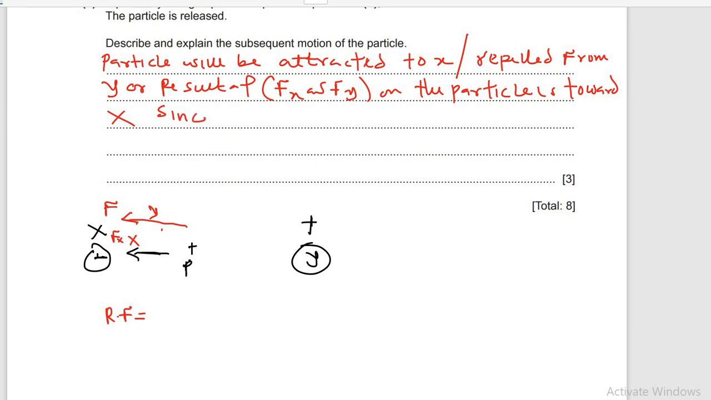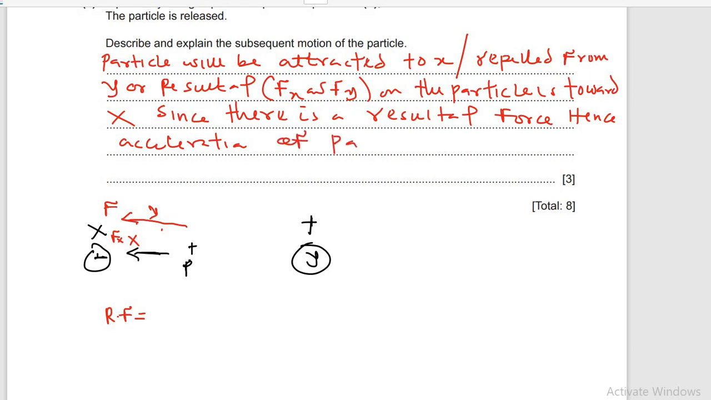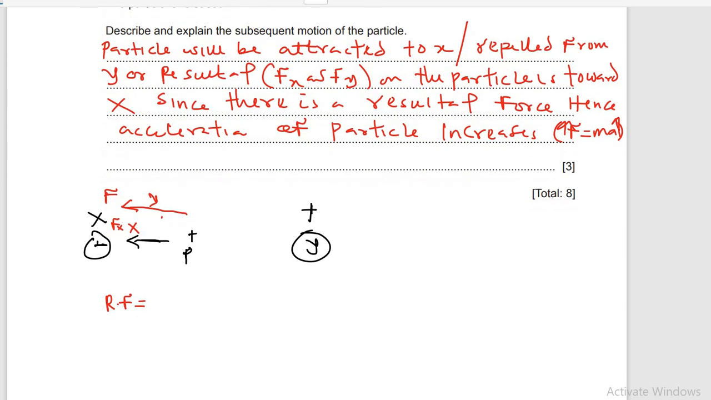So since there is a resultant force, hence the acceleration of the particle increases. Newton's second law of motion, F equals ma. Increase in force, increase in acceleration.